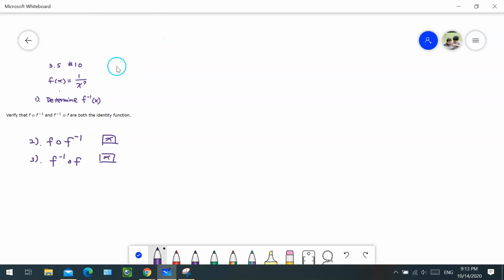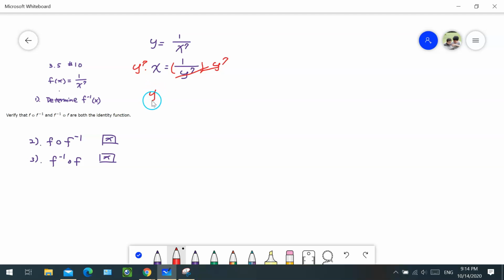So step 1, we rewrite the function f of x into y equals 1 over x power 7. Now I interchange x and y. So the y I rewrite into the x, and the x I turn into the y. Now we solve for y. In order to solve for y, I can multiply y power 7 on both sides. And then this y power 7 will go away.